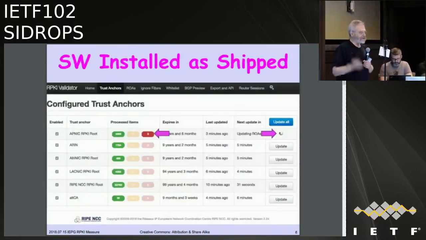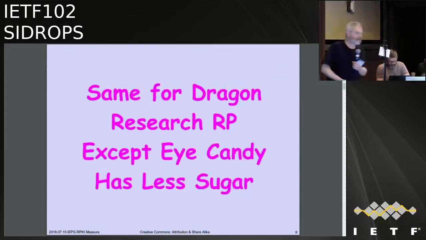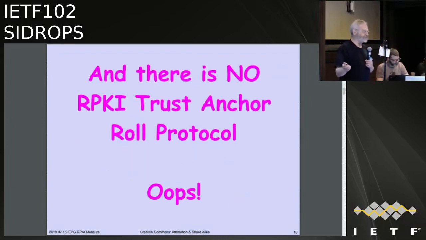Okay, here's one thing installed. This is a problem. APNIC is very aware of it. They hate it. George is suffering. He's caught between his masters and reality. My sympathy, George, I bought you lunch. The same thing shows on the Dragon Research RP, except the eye candy has less sugar. And there is no trust anchor role protocol. This is our mistake.